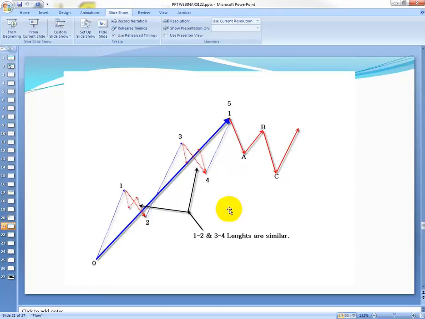And as we said earlier, if you look at 1 to 2 and 3 to 4, and even 5 down, a lot of times you'll see that they relate in degree of price swing. So if one is 10 points, the other one should be around 10 points.